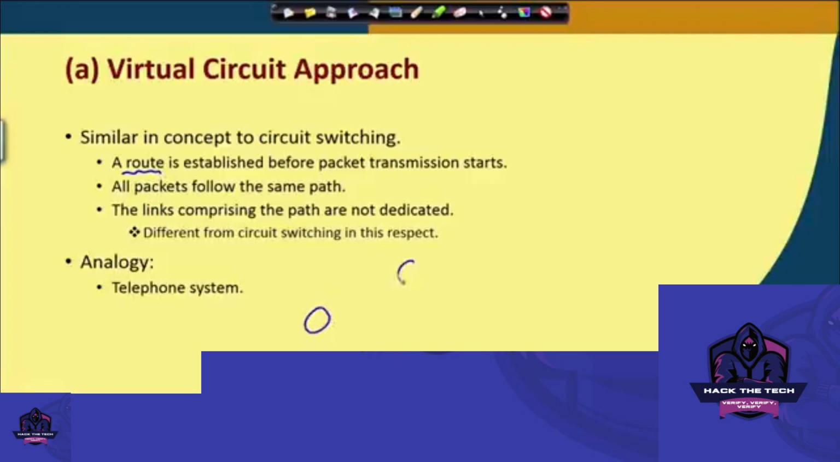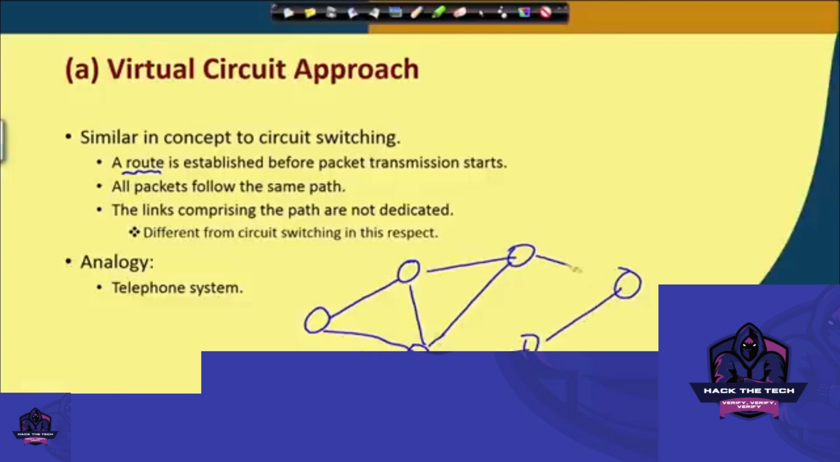For example, if I have a network like this, there are several nodes which are connected in a certain way. Suppose I have links like this, and I want to transmit data from this source to this destination. I may choose a route, like my route can be like this, it will follow this, then this, then this, then this, this may be my route. Once I have fixed my route, all the packets will be following the same route. This is the essential idea behind virtual circuit.